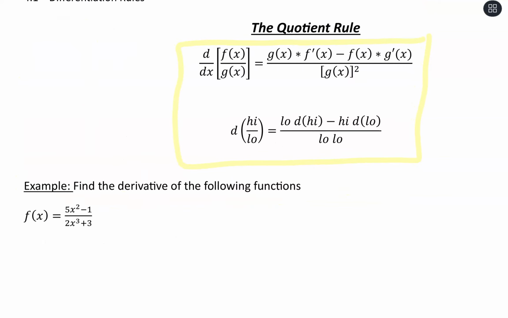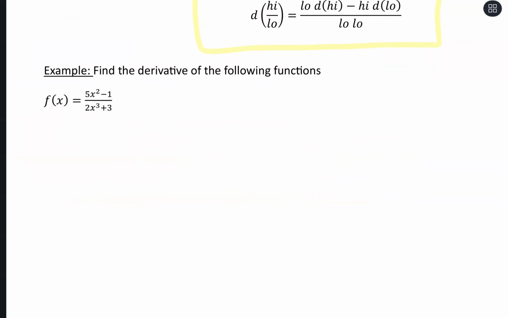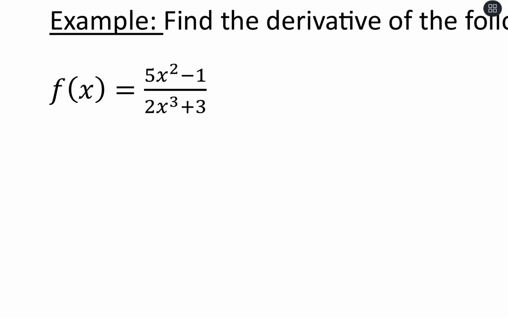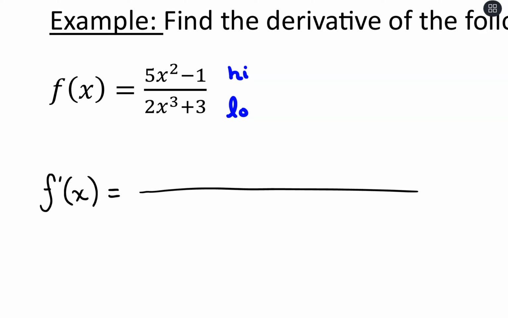All right, so let's try this out. We have equation of a tangent line and just the derivative function. Okay, so this is what I'm calling my high function and my low function. So how I would write this out, and again, I'm just going to show the step before I even take a derivative, just so you can see what's landing where. So we're going to end up with this big fraction, and we're going to go low d high. So low is the 2x cubed plus 3. D high means I'm taking the derivative of the 5x squared minus 1.